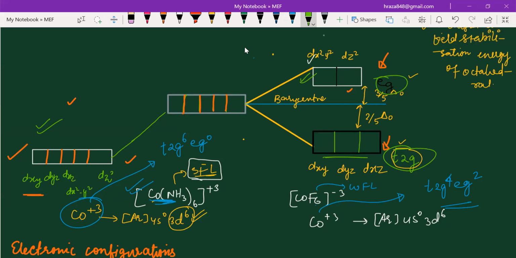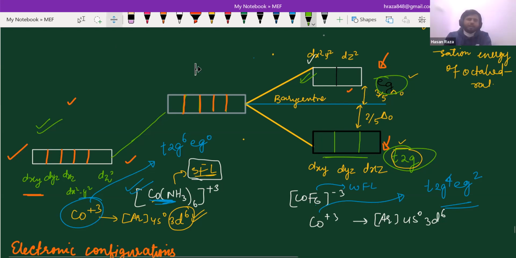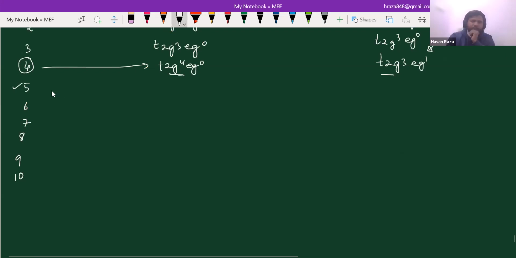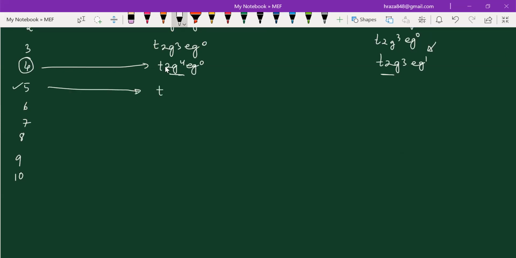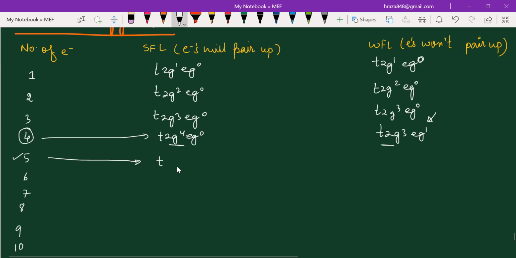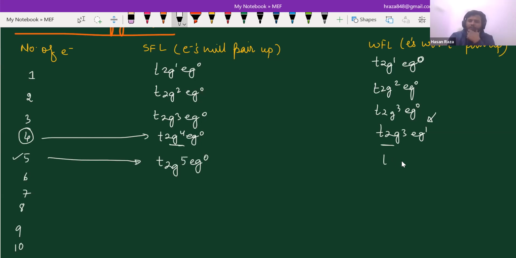After eg, when it gets full, then it will go to... No, first it will go in t2g, not eg. This is the lower energy level. Let me show you what you have written for the 5th electron. Here t2g, because it is a strong field ligand, so t2g5, eg0. But in the weak field case, t2g3 and it becomes eg2. For the 6th electron, it will be t2g6, eg0, and here t2g4, again it will come down and pairing starts, eg2. Are you getting my point?